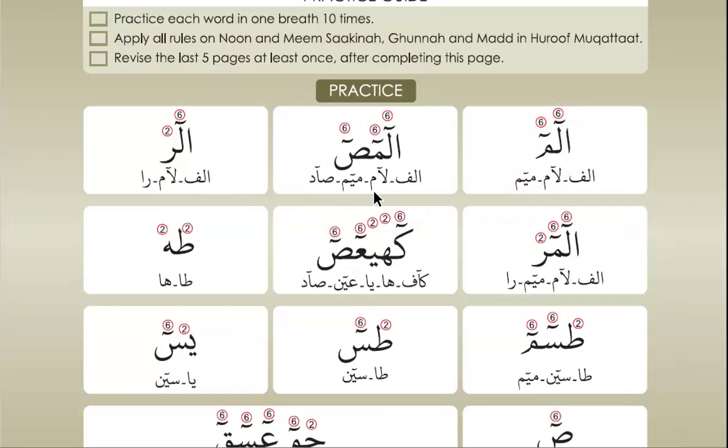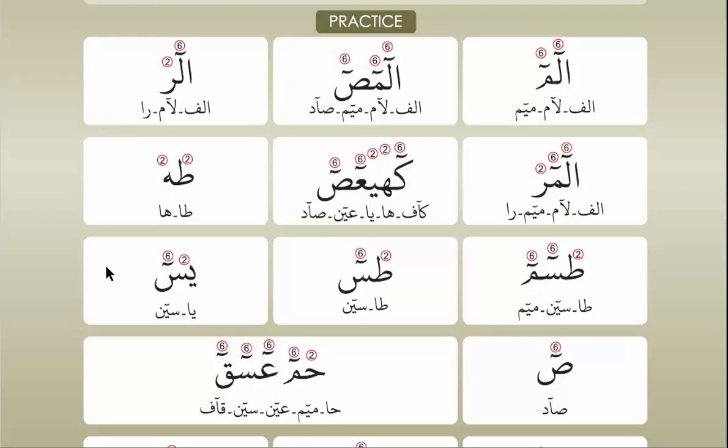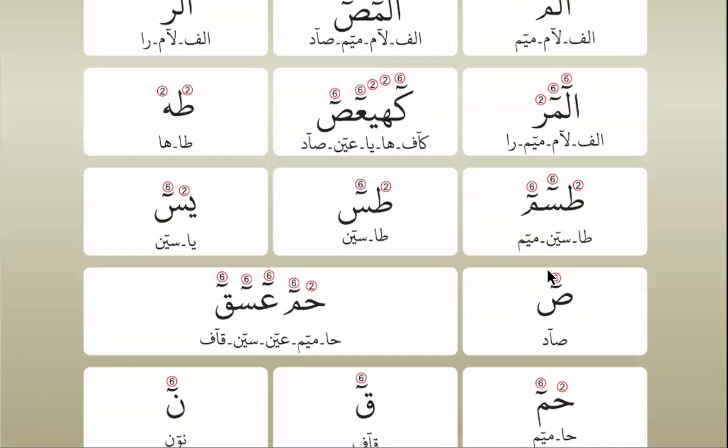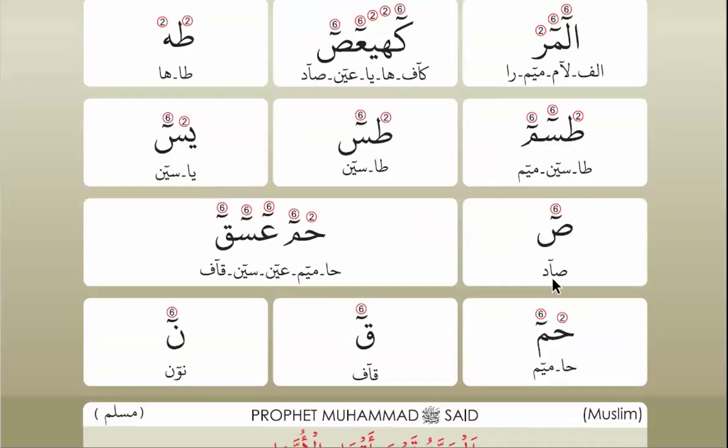Only the letters that have three letters in their spelling have med. Ra is going to be two, ta, ha, two, ha, ya, two, ya, two, ta, two. Everything else, sad, alif, dal, right? The reason why I said three letters, usually the three letters, the middle letter is going to be a med letter, and that's why it's extended. For kaf, ha, ya, ayn, sad, right? You have the example here, ayn, sad.